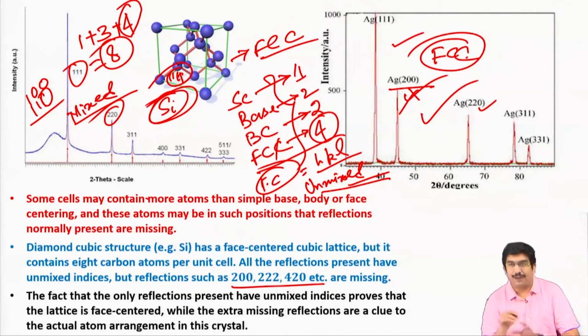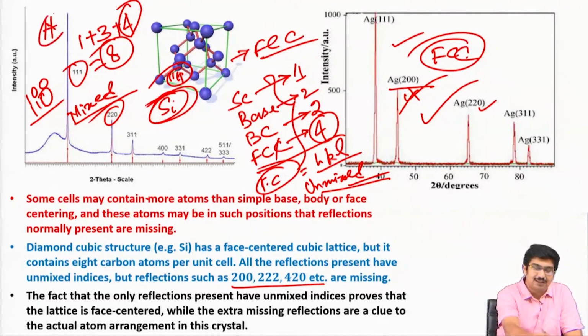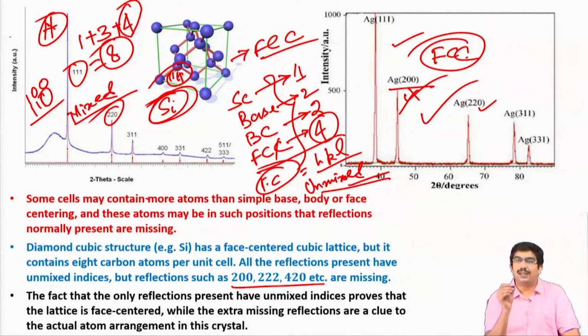But the fact that in a diamond cubic structure, the mixed/unmixed condition is valid means that if it is mixed, then you will not get intensity, whether it is an FCC or a diamond cubic. So, that itself means that this lattice is by default an FCC. The base is FCC, and on top of the FCC structure there are more modifications because of the extra atoms present.